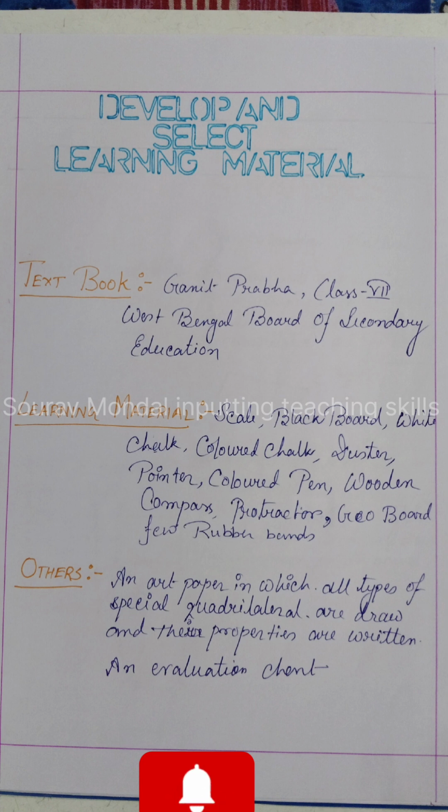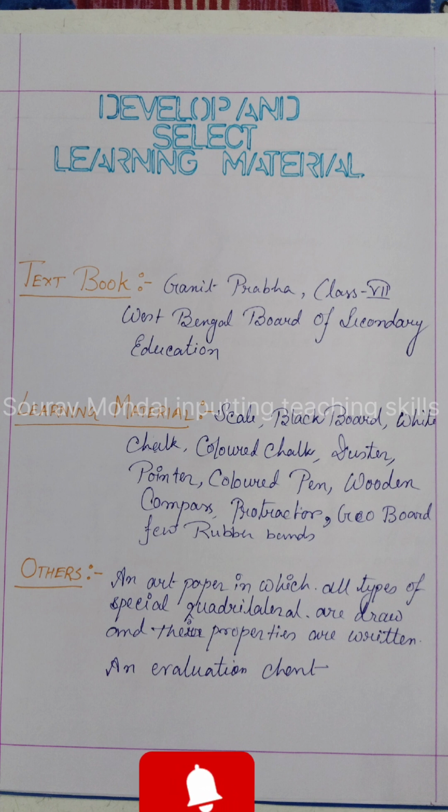Next, the step is develop and select learning materials. For this step, I mention here textbook, learning materials like scale, blackboard, colored chalk, pointer, colored pen, wooden compass, protector, and the special types of learning material. Here I use a geoboard and a few rubber bands.